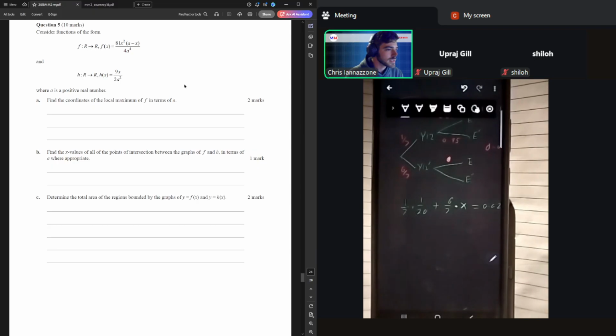A function, one's a quadratic, one's a linear. Find the coordinates of the local max of f. Oh, sorry, one's a cubic, actually. That's x squared times something with x in it. Yeah, I was going to say a positive quadratic with a maximum didn't seem to make much sense. It's a cubic.